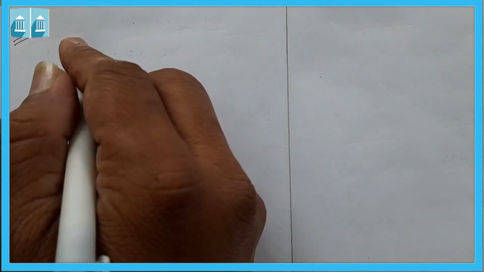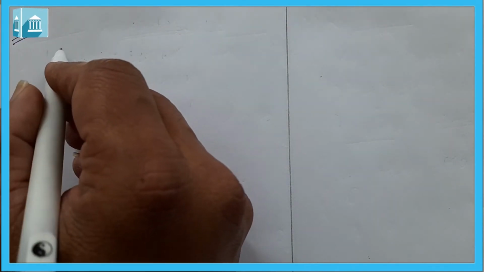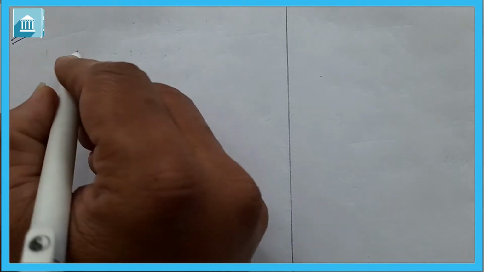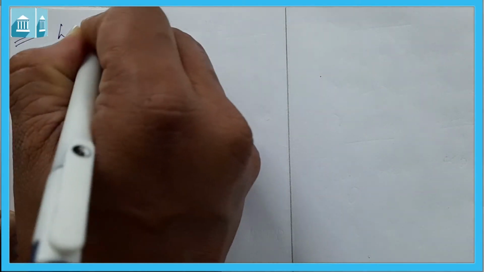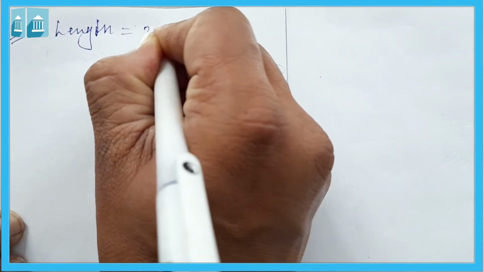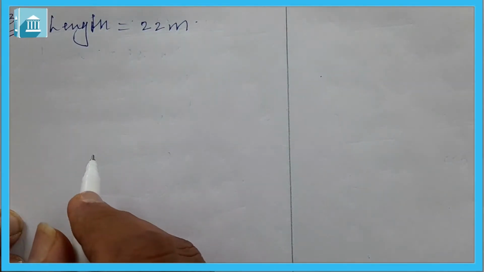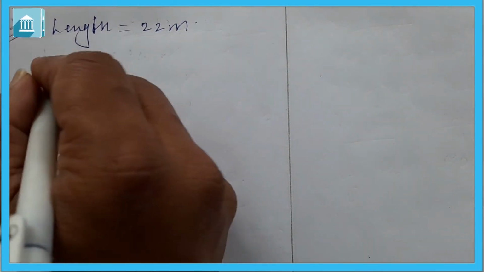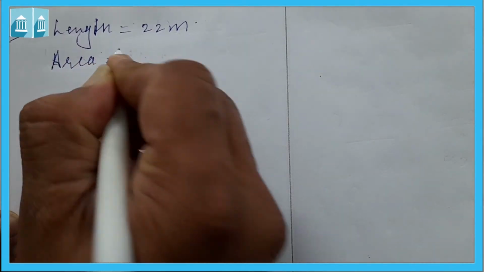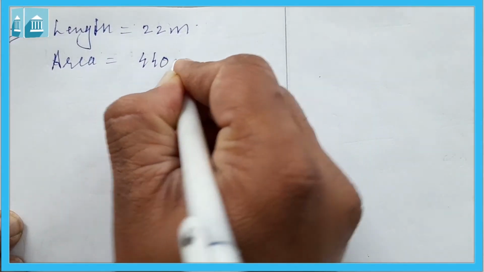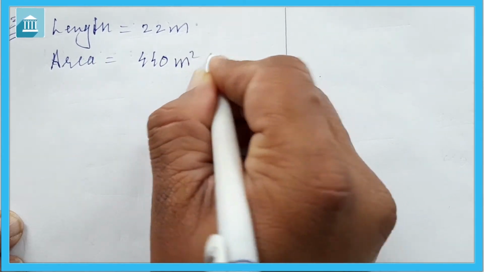Now let us see question number 3. Question number 3 is: find the breadth of the rectangular plot of land if its area is 440 meter square and the length is 22 meter. Also find its perimeter. Here the length is given, length is equal to 22 meter, and the area is also given. Area is 440 meter square.